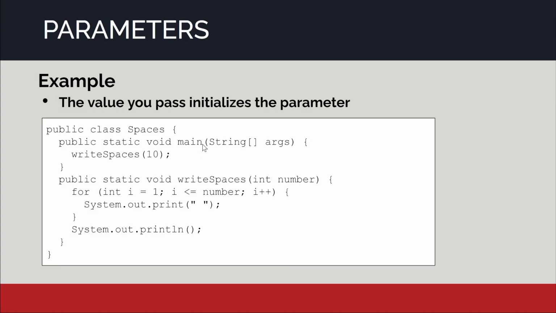But the question now is, how do we call this now that it has a parameter? And the answer is that in the same place where you just previously had writeSpaces, left parenthesis, right parenthesis, now you put something between those parentheses. You put what you want that integer variable to be. So we want int number here to be 10, so we pass in the literal integer value 10.